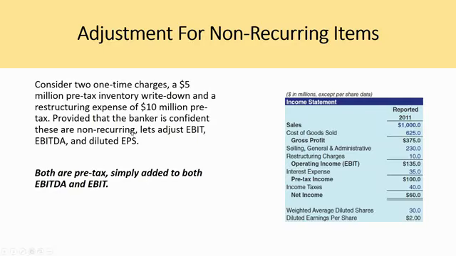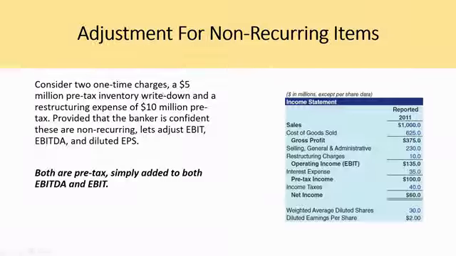The best one is litigation fees for pharmaceutical companies. That's part of doing business. They're always going in and out of court, so you might not want to define that as non-recurring, right? So there are some, again, that's at the discretion of the banker, and it's based on the experience of the banker. So let's adjust EBIT and EBITDA and diluted EPS for this respective company, right? So both of these charges are pre-tax and can be simply added back to EBITDA, right?